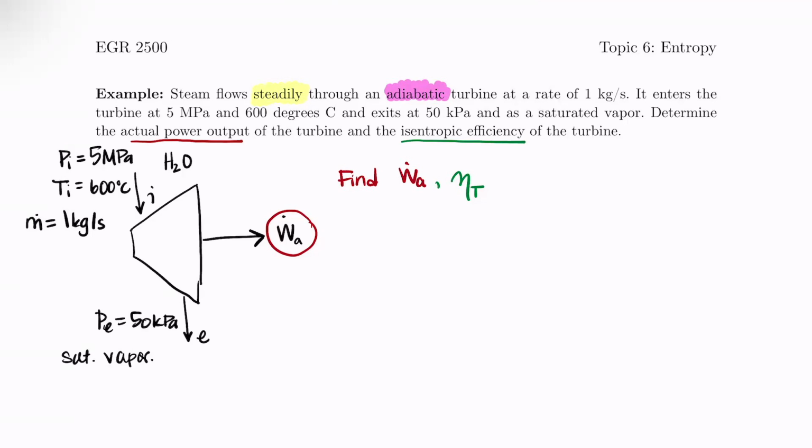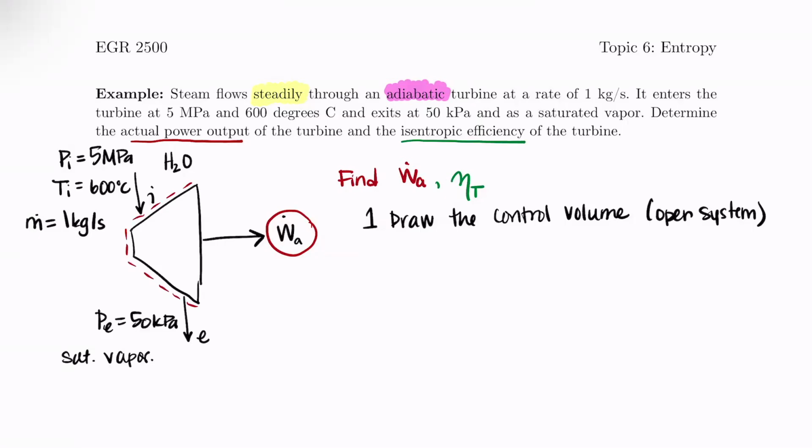Okay, so the first thing that we're going to do is write down our control volume. So is this an open or a closed system? First off, it's open, right? So this is an open system because we have mass flowing in and out. And so our control volume is just going to be the turbine itself. All right, so that's our control volume.